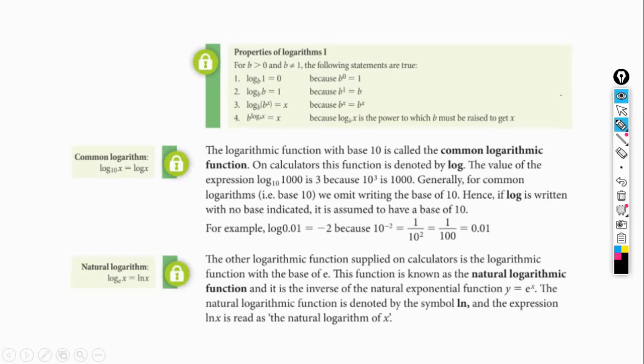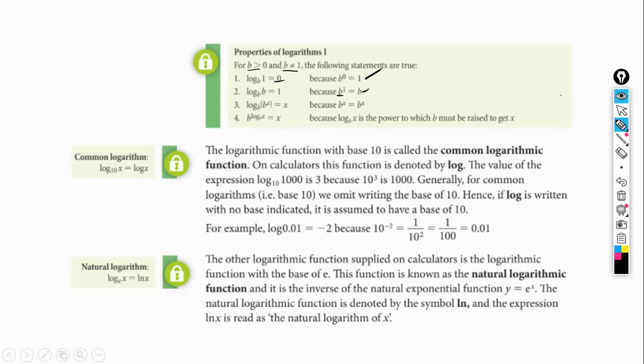So on the next slide, you're going to find some of the basic properties of logarithms. For b greater than 0 and b not equal to 1, that's the base, the following statements are true. Log base b of 1 is equal to 0, because any base b to the power of 0 is equal to 1. Log base b of b is equal to 1, because any base b to the power of 1 is equal to b.